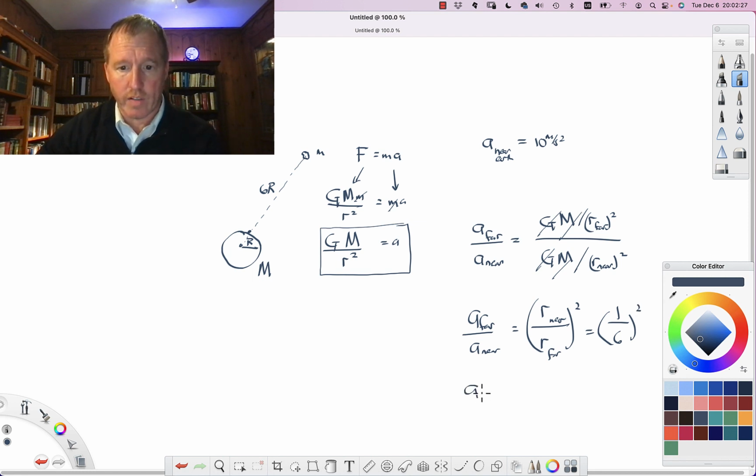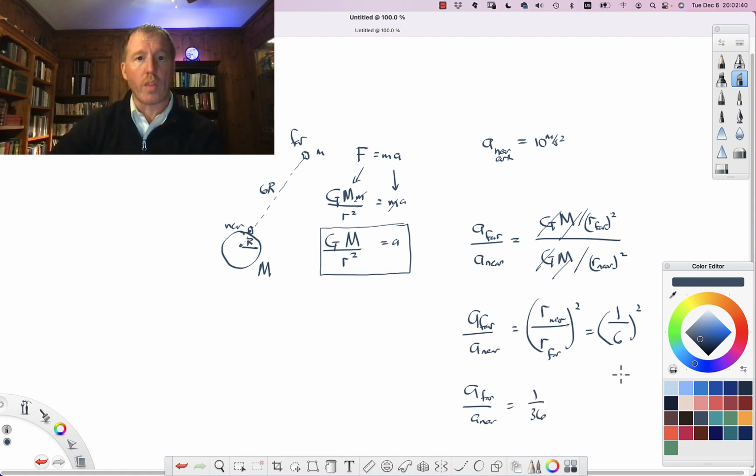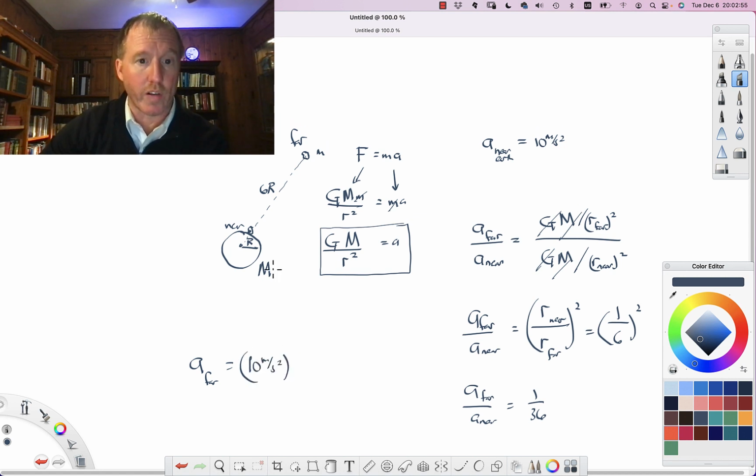So the acceleration of this meteor when it's far away compared to if it was nearby, acceleration far to acceleration near, is equal to 1/36. So it's 1/36 the acceleration when it's far away compared to when it's near. And so I can figure out the acceleration when it is 6 Earth radii away: it would be 10 meters per second squared, which is the acceleration it would have had near the surface of the Earth, times 1/36. I guess I can plug that into a calculator to figure it out.